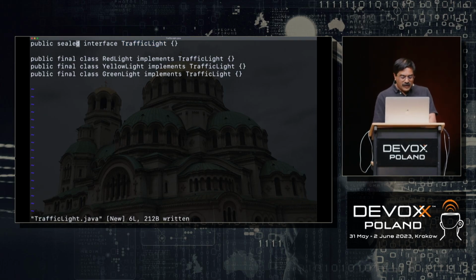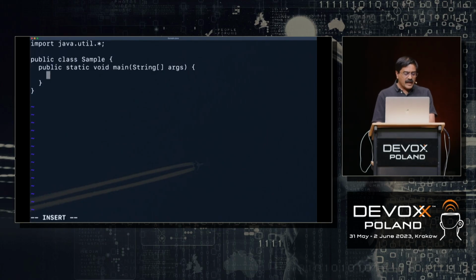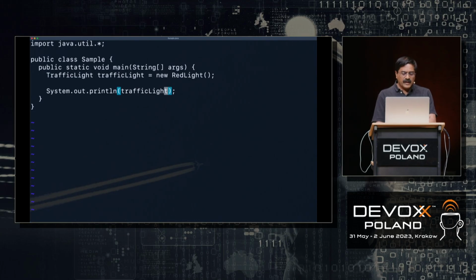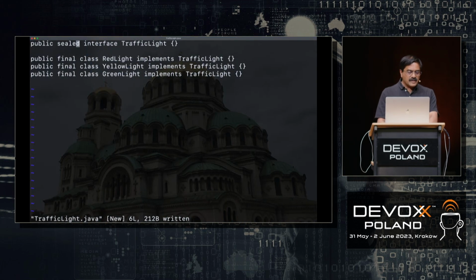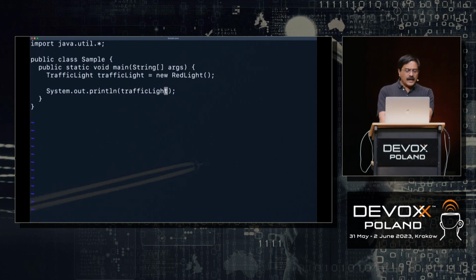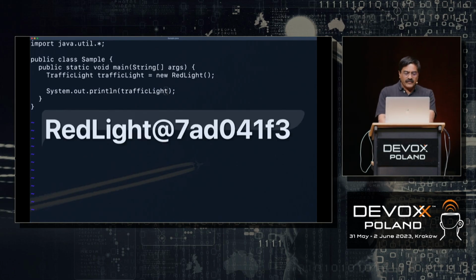So now what I can do here is make use of this. I can say TrafficLight, and we can say, trafficLight is equal to new RedLight, for example. I can create this and I can print out the traffic light here like so if I wanted to. And in this case, of course, it's in the same file, so I wouldn't make that public. So go back and run the code, and you can see the traffic light.